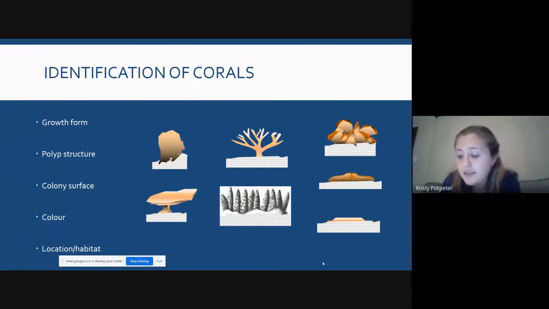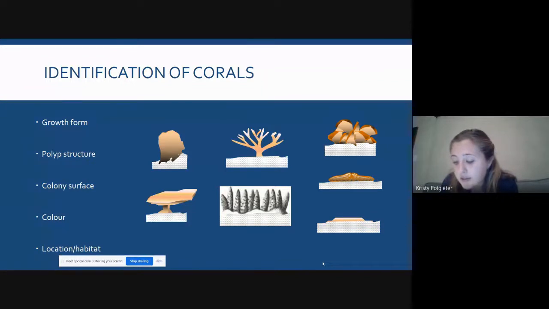The growth form is the basic growth structure of the coral. Is it forming a massive kind of bommy shape? Is it more of a branching, maybe like your staghorn corals, where there's lots of little branches coming off? Is it foliose, so is it quite convoluted and kind of wavy looking? Does it form more of a table or tabulate kind of structure? Does it look like a little plate that's just sitting there?